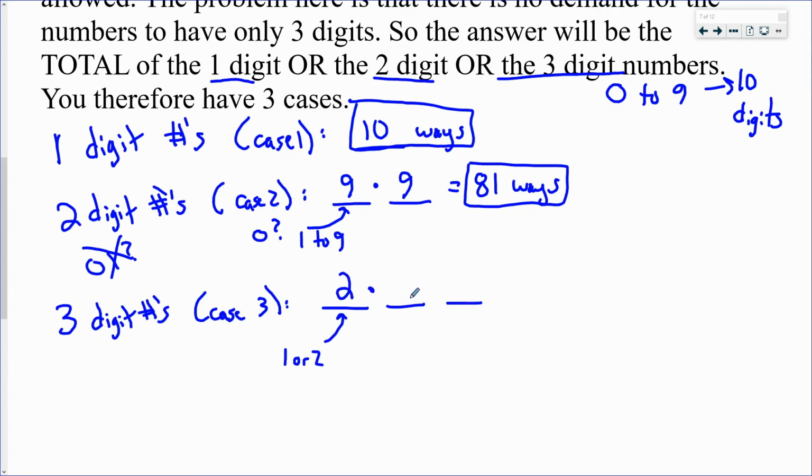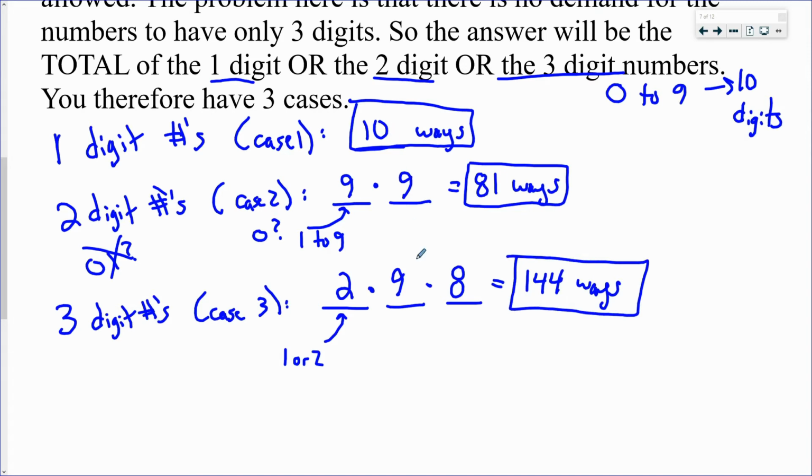For the next digit, again, I had 10 digits, I used 1, so now there's 9 left. And then I had 9 digits, I used 1, there's 8 left. So 9 times 8 times 2, oh, that's easy to do in your head, it's 144. Just kidding. I mean, I'm not kidding, it is 144. Okay, actually that should be easy to do in your head.